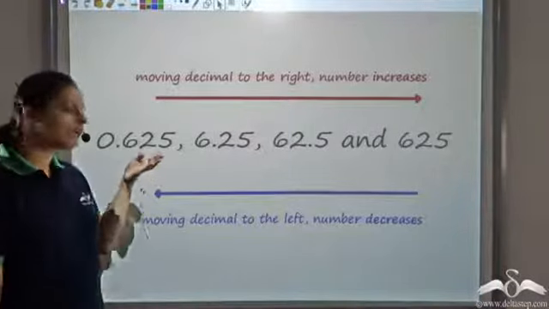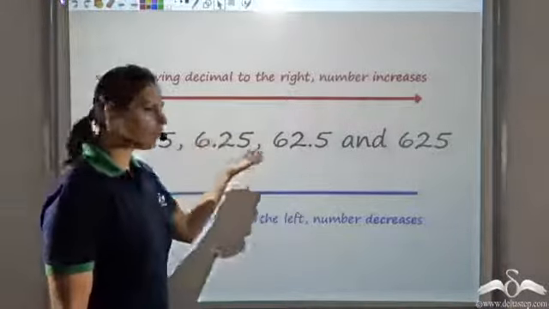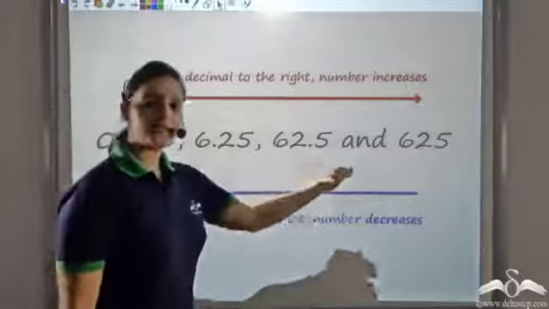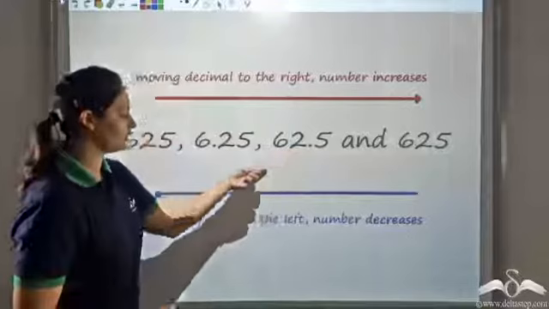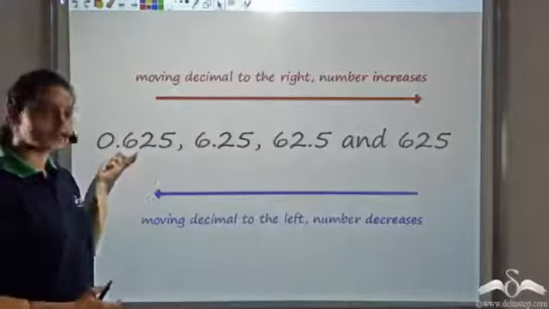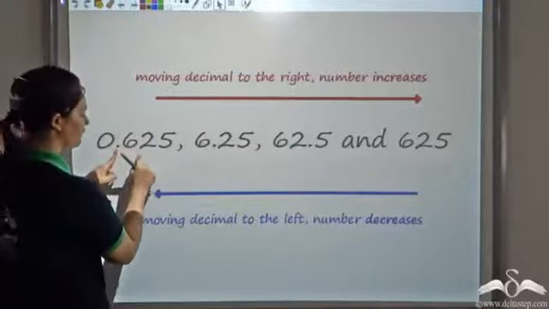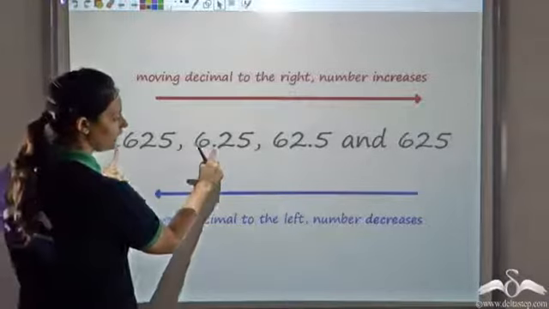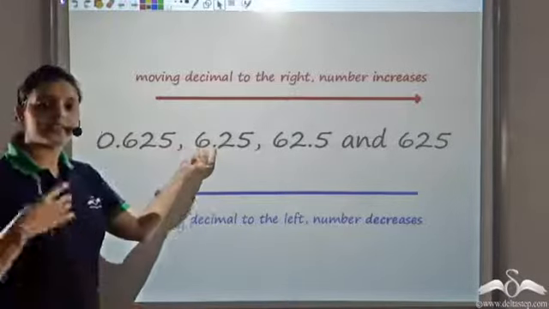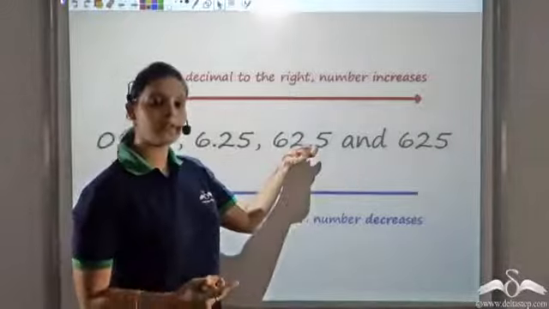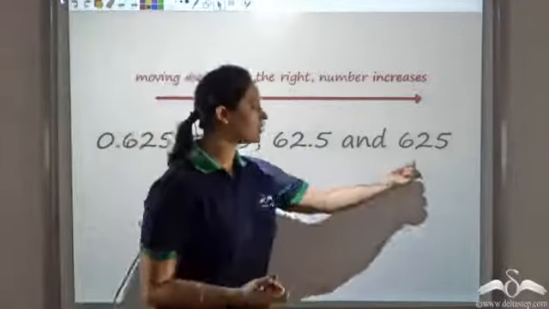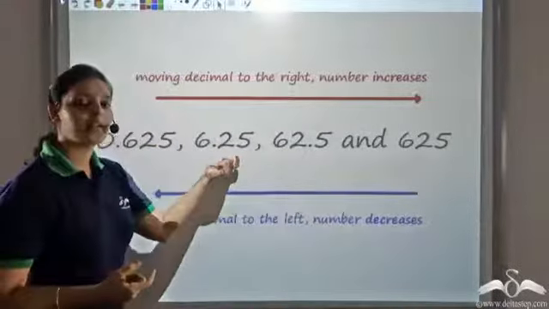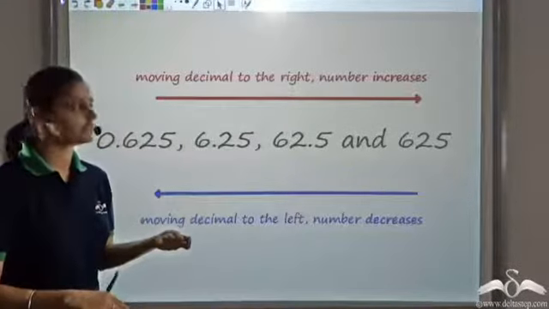We had seen that shifting the decimal to the right, the number increases, whereas shifting the decimal to the left, the number decreases. So if I have this number, I shift the decimal one place to the right, the number increases 10 times. Again, shifting the decimal one place to the right, the number increases 10 times. Similarly, shifting the decimal to the left, the number decreases by 10 times.